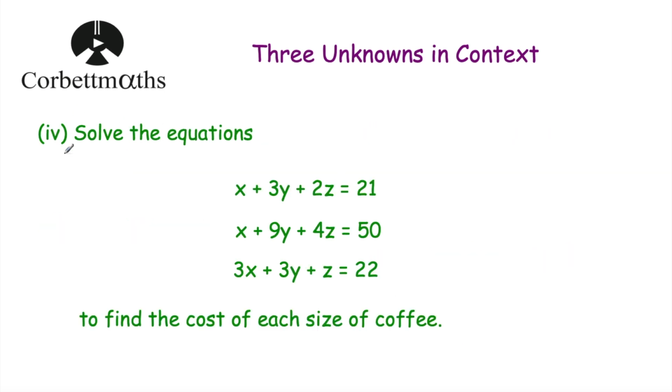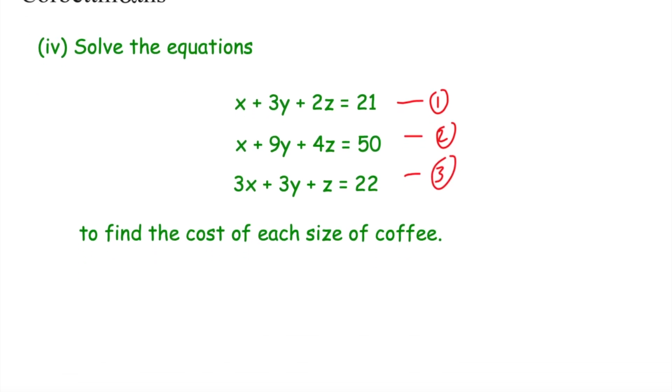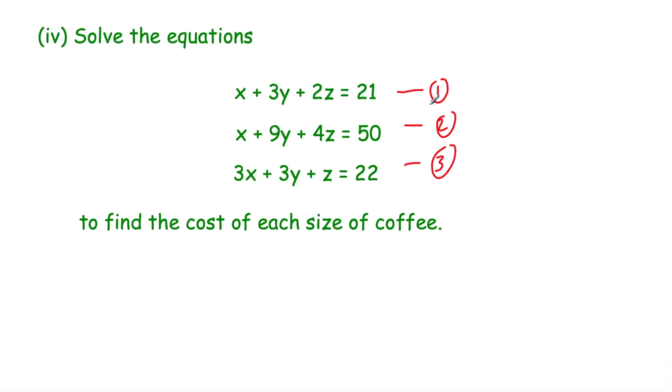So part 4, the question says solve, and then we've got those 3 equations to find the cost of each size of coffee. So we're going to solve these simultaneous equations that have got 3 unknowns to find x, y and z. And x is the cost of a small coffee, y is the cost of a medium coffee, and z is the cost of a large coffee. So let's do that. Okay, so to solve these simultaneous equations, I'm going to number them 1, 2 and 3, just so I can keep track of what we're doing in this question.